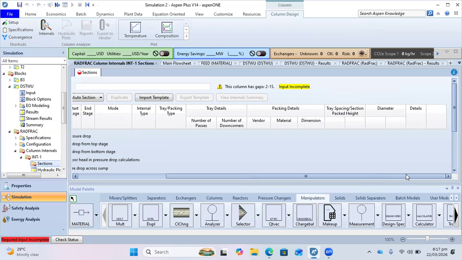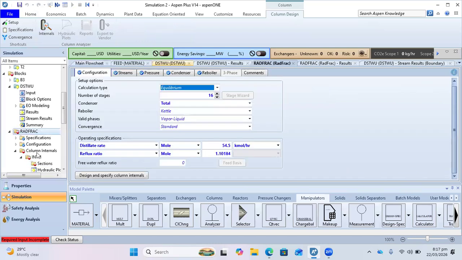So this is not even just the only template or the only interface. You can even go further and do a lot more with it. So I think for this particular one, we'll make time to talk about just that, right? But then for today, we just want to introduce DSTWU and then the RADFRAC. And then subsequently, we'll look at this as well. So let me delete the internals we just did. Otherwise, Aspen will not allow me to continue.